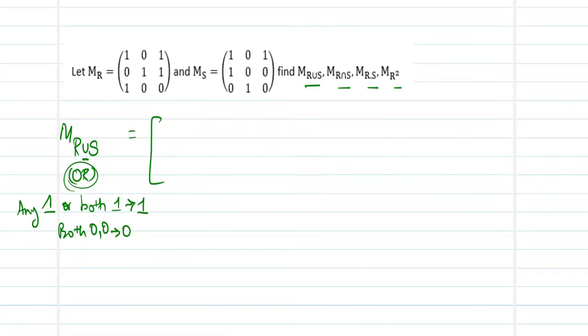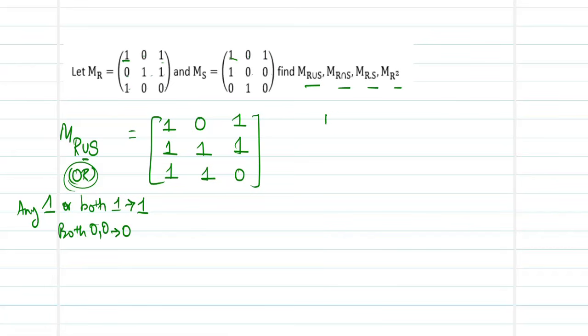So for this OR operator, we are now going to check 1, 1. One of them is 1, so you take the answer as 1. 0, 0. Both of them are 0, so the answer is 0. 1, 1. So the answer is 1. 0, 1. Any one of them is 1, so the answer is 1. 1, 0, answer is 1. 1, 0, answer is 1. 1, 0, answer is 1. 0, 1, so answer is 1. 0, 0. Both of them are 0, so the entry is 0. So this is my R union S.